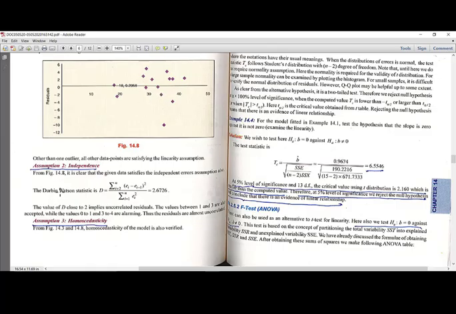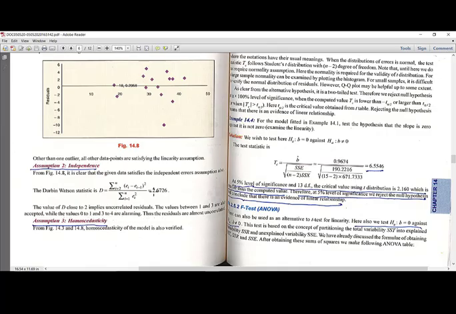If we calculate the Durbin-Watson statistic D by substituting these values, we get the D value as 2.6726, and the value of D is closer to 2. This implies uncorrelated residuals. As we already discussed, a D value between 1 and 3 is accepted, while values from 0 to 1 and 3 to 4 are alarming.